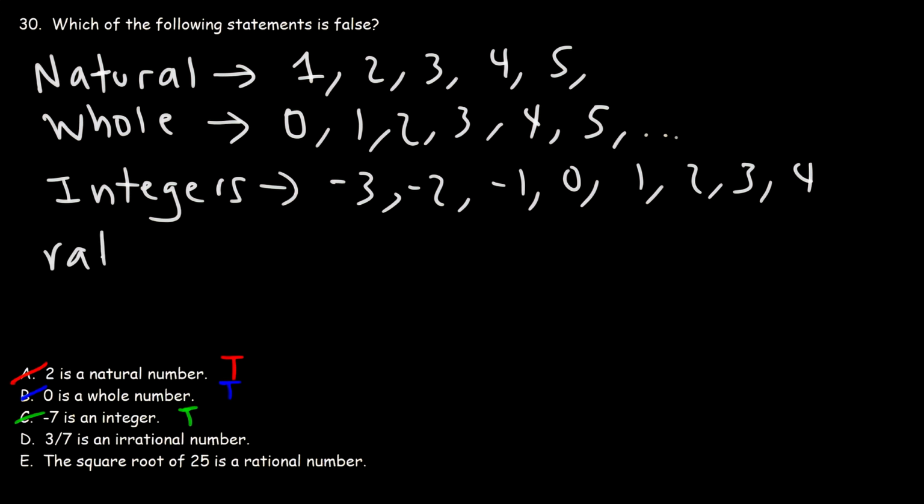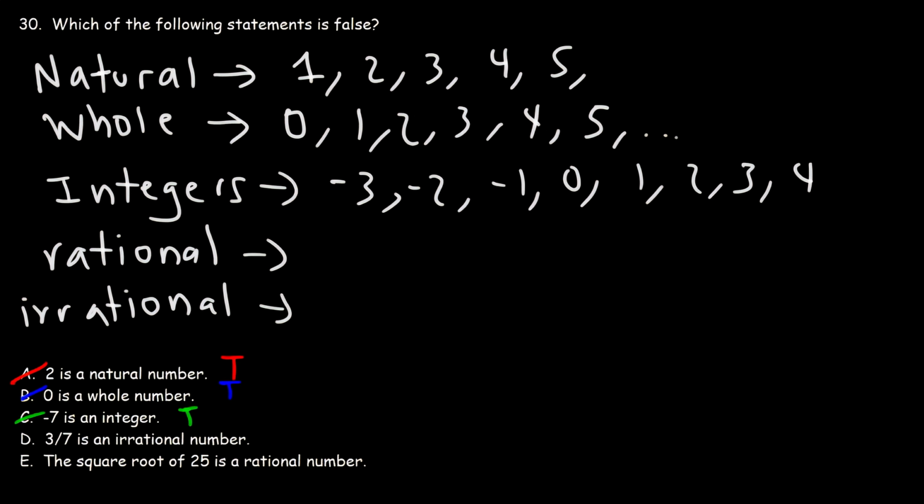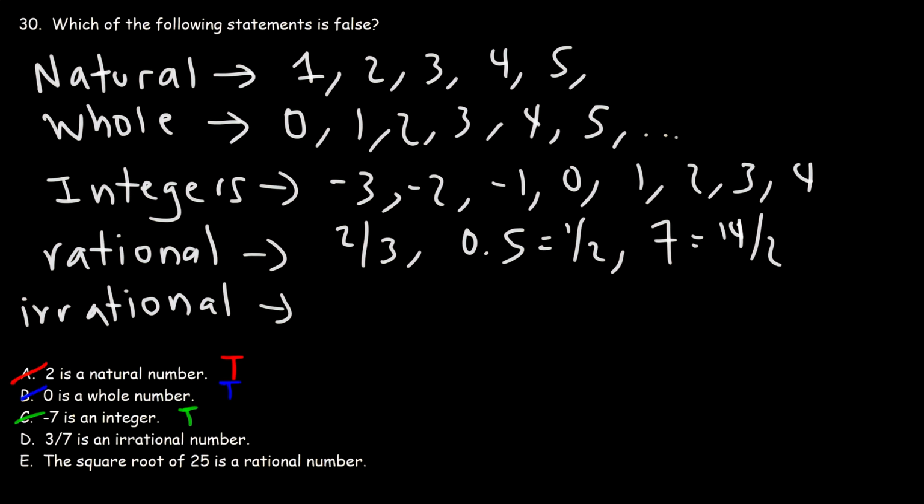Well, first, what is a rational number, and how is that different from an irrational number? A rational number is any number that can be put into a fraction using whole numbers. So 2 over 3 is a rational number. 0.5 is a rational number because 0.5 is 1 over 2. 7 is a rational number because that's 14 over 2. So any type of integer is a rational number, or any decimal number that ends, let's say like 0.35, we can put that into a fraction. So that's a rational number. So D is a false statement. 3 over 7 is a rational number, not an irrational number.